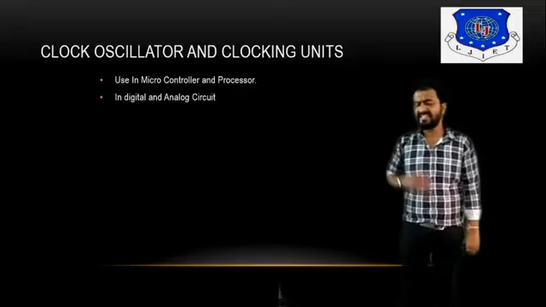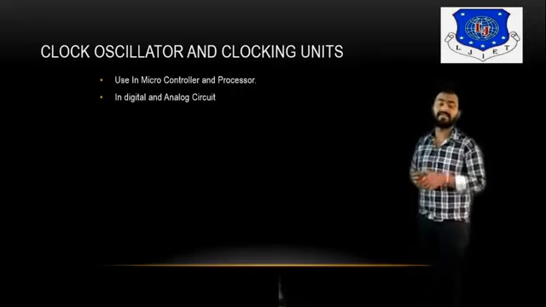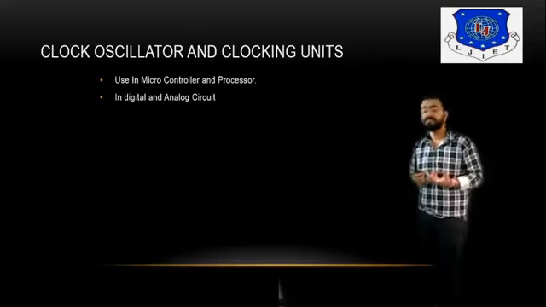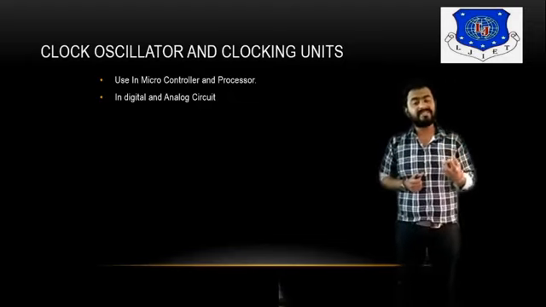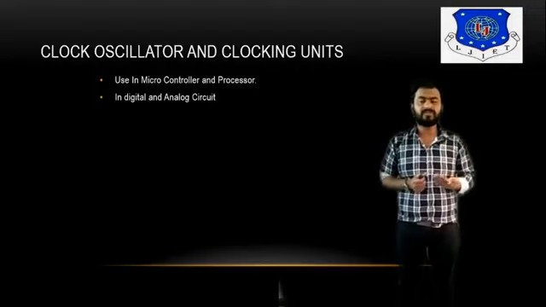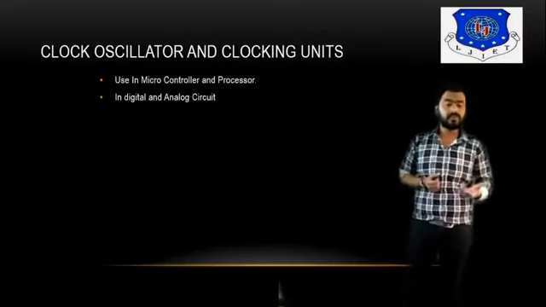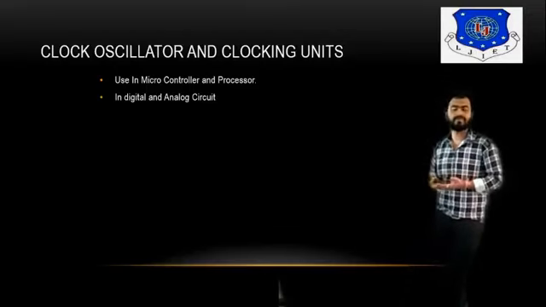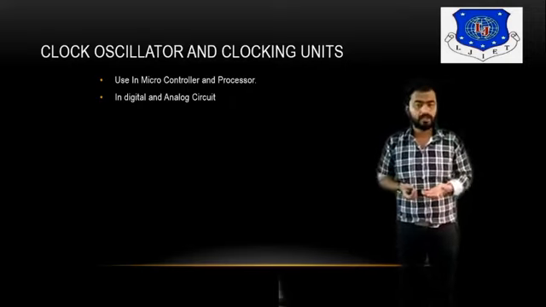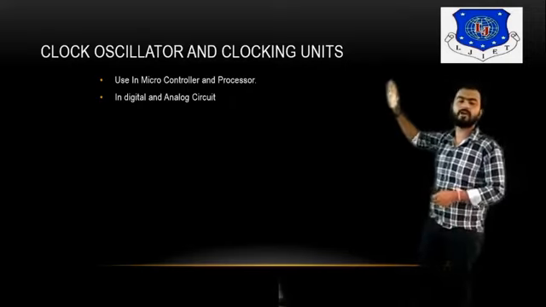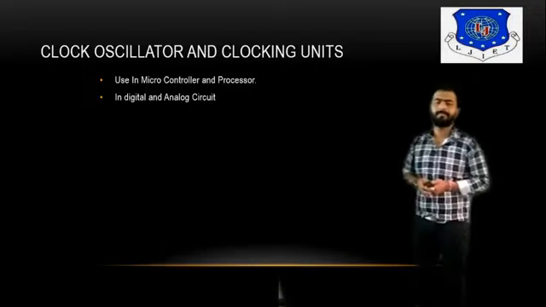So basically, it is used in any type of microprocessor and microcontroller. Right now, in the latest invention, the pulse generator, or the crystal frequency, is inside the chip too. This one is the latest invention, right? In digital and analog circuits we also use a crystal, like the 555 also uses a crystal if you use some specific frequency generator circuit. So basically, the clock oscillator and clock unit is generally used to generate different types of clock pulses.